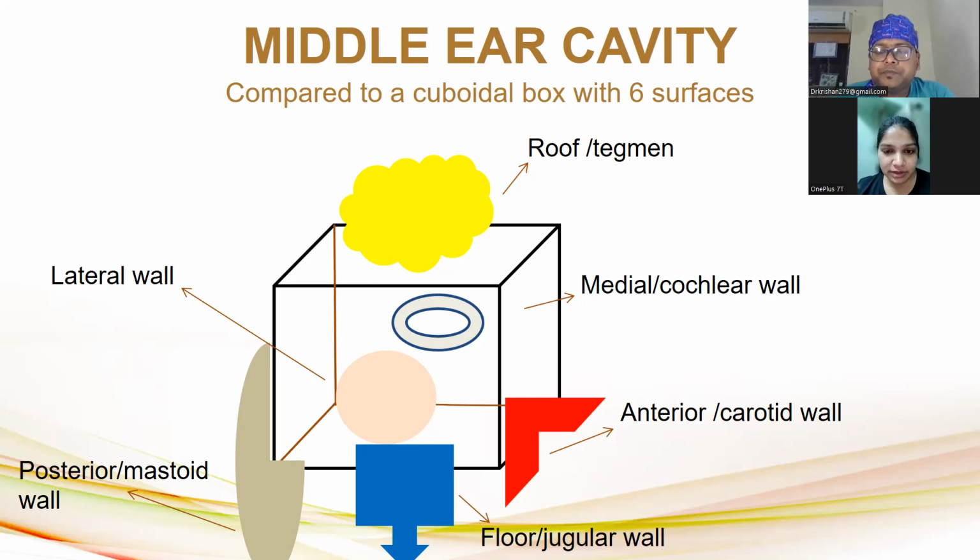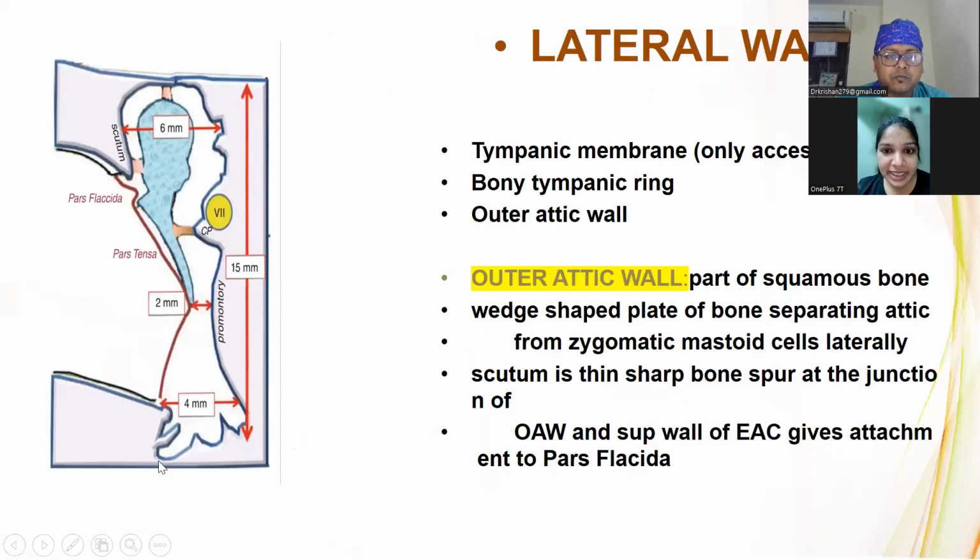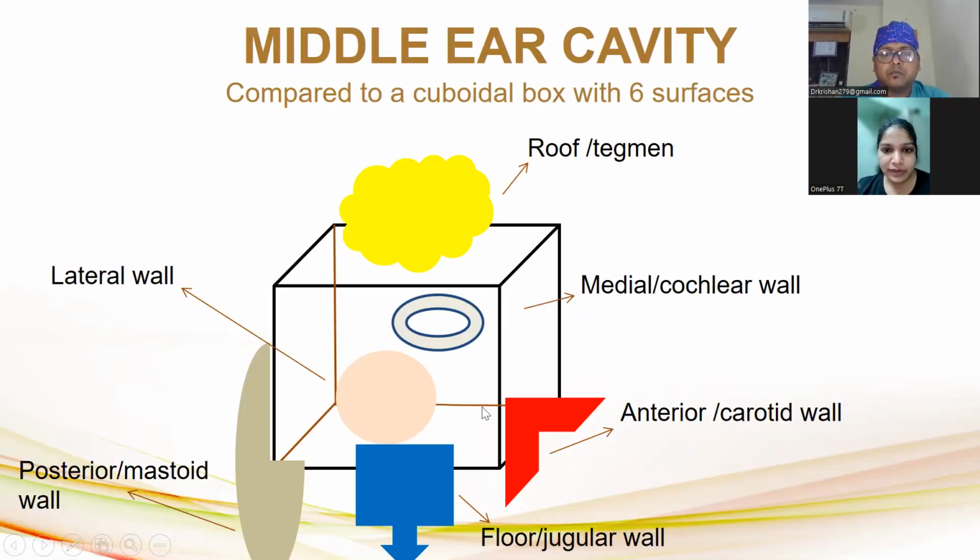Whenever you learn about the middle ear cavity, you always compare it with a six-sided cuboidal box, which consists of the roof, that is tegmen, the floor, which is the jugular wall, and the anterior wall. In front of the anterior wall there is the carotid, hence it is also called the carotid wall. The posterior wall consists of the mastoid, hence it is also called the mastoid wall, and then the medial wall and the lateral wall. The medial wall is also called the cochlear wall because it consists of the basal turn of the cochlea, and the lateral wall forms the tympanic membrane proper.